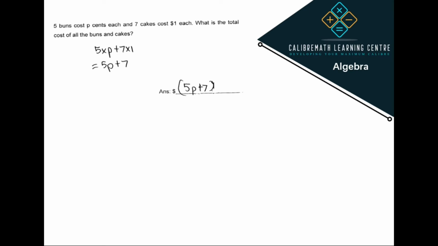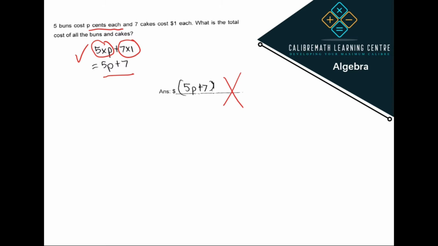So since we know that 5 buns cost P cents each, to find 5 buns, he used 5 multiplied by P, which is correct. And then 7 cakes cost $1 each, so to find 7 cakes, he used 7 multiplied by 1. And then he added them up together and got the answer 5P plus 7, which is wrong. Now, why is this wrong? Do you know the reason why?